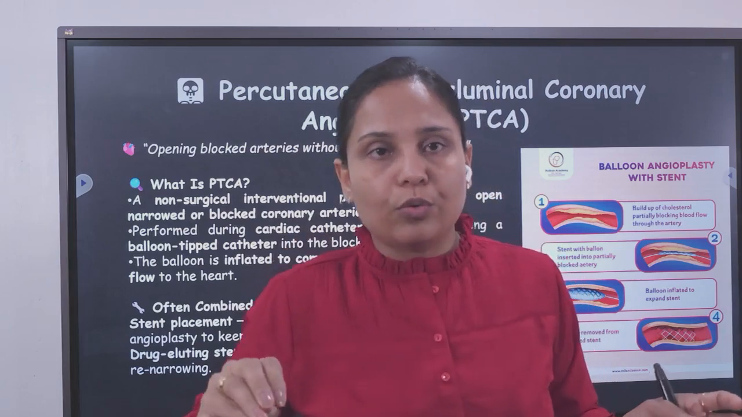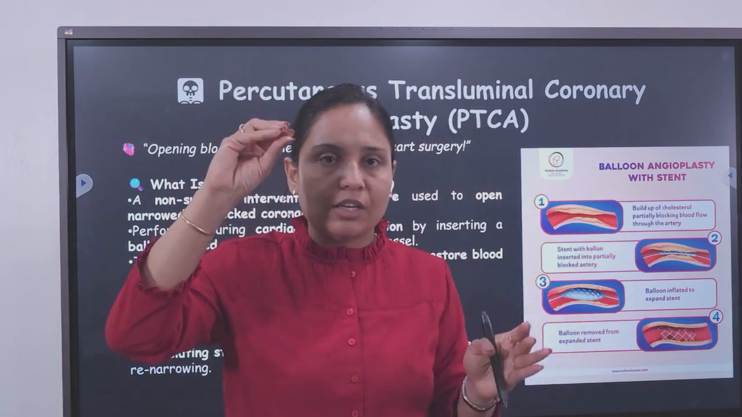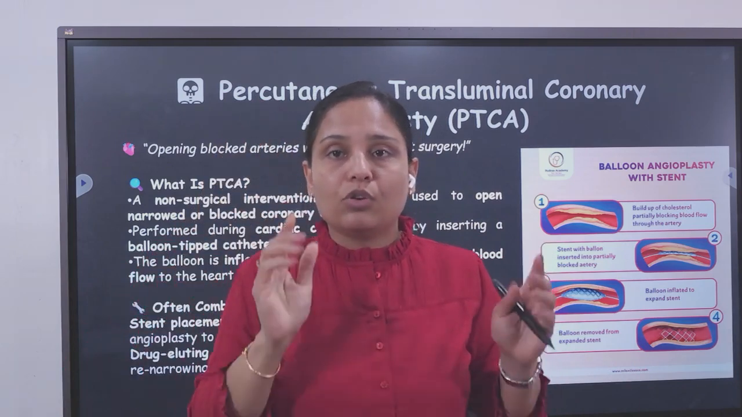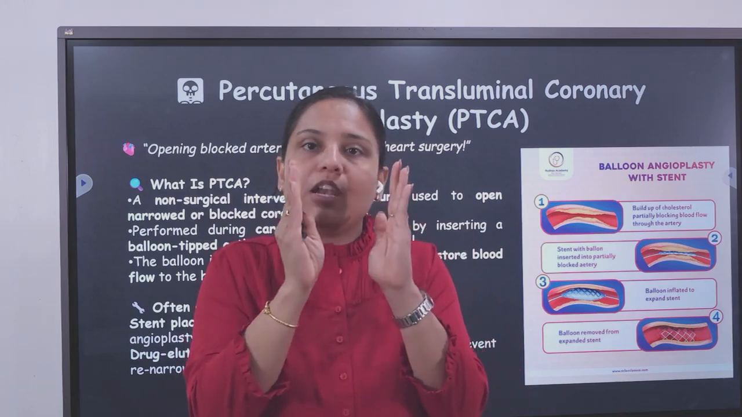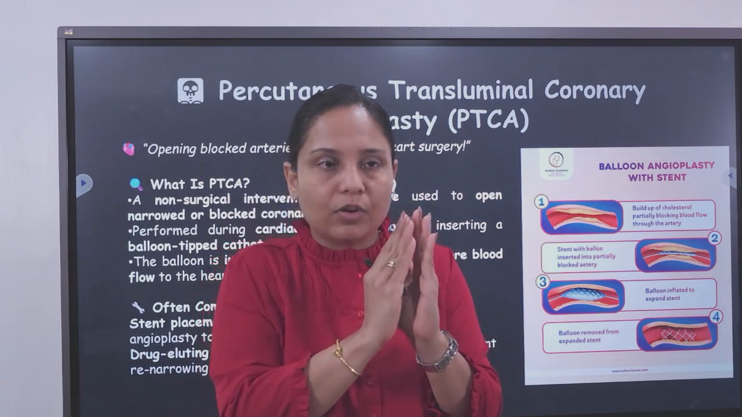So what we want to do is, once you inflate the artery with the balloon, once you dilate the artery with the inflated balloon, you also want to place the stent in. So once you place the stent in, what will happen? The artery will remain open. Then there is no chance of it narrowing down. Okay, so that we can also do.